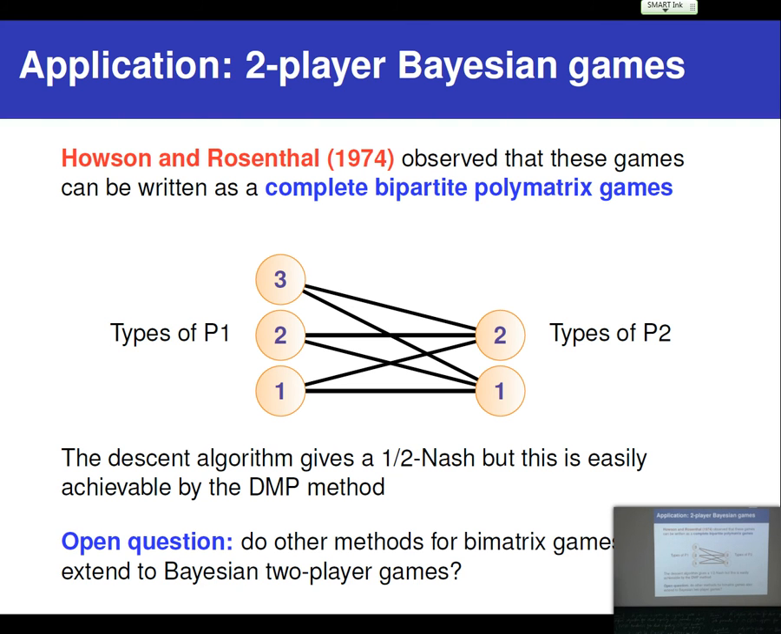And I'll skip this. So two-player Bayesian games can be directly written down as polymatrix games, perhaps with complete bipartite interaction graphs. So that's another natural type of interaction graph to restrict to, for maybe approximate equilibrium or something.